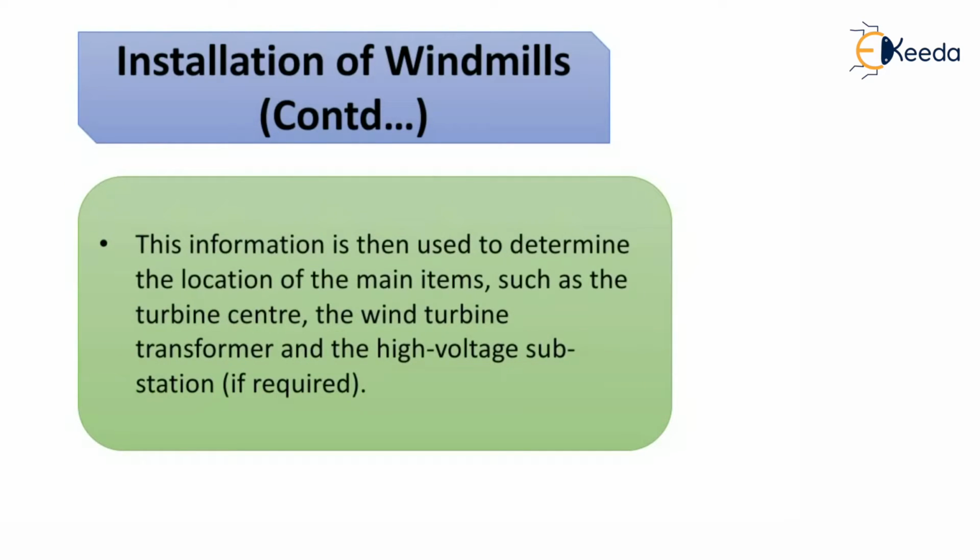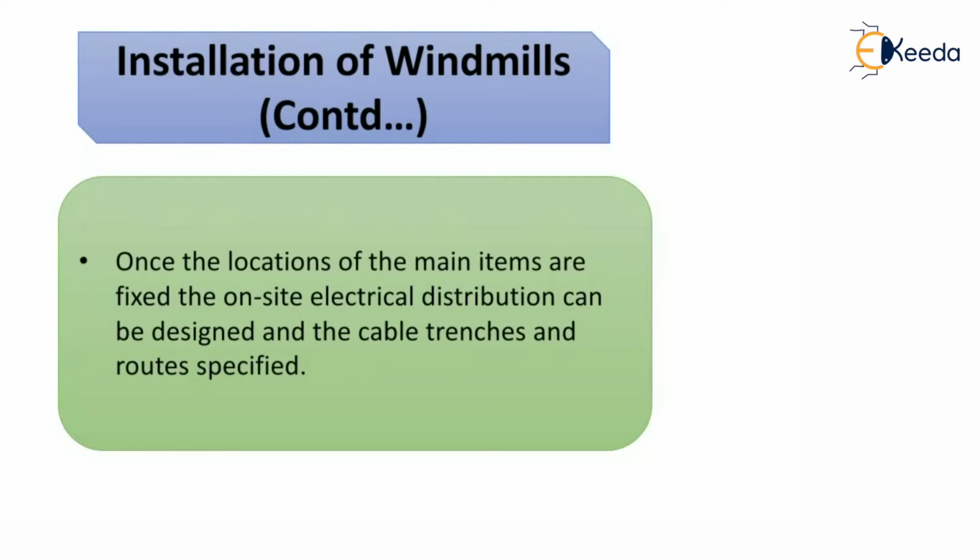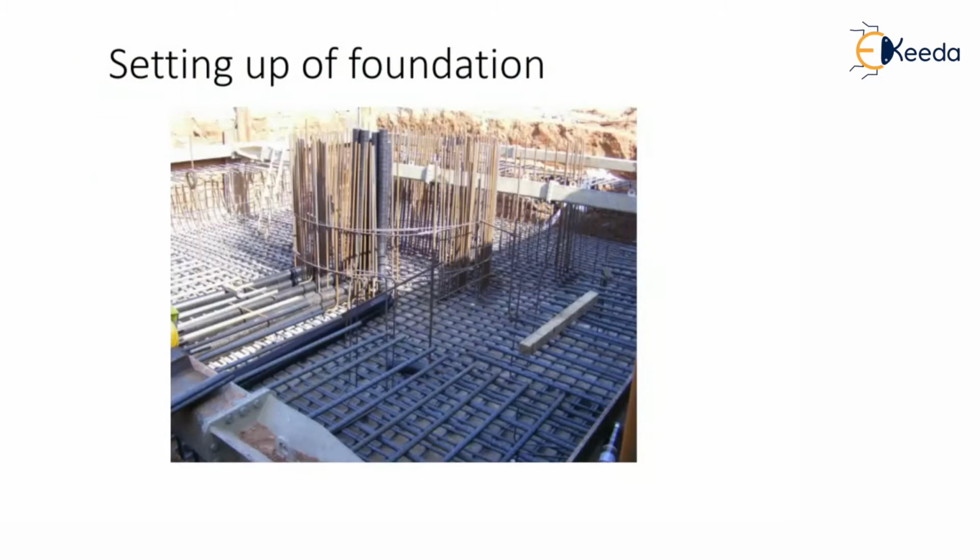And then this information is used to determine the location of the main items such as the turbine center, wind turbine transformer, and the high voltage substation if it is required. Once the location of the main items is fixed, the on-site electrical distribution can be designed and the cable trenches and the roads will be specified.